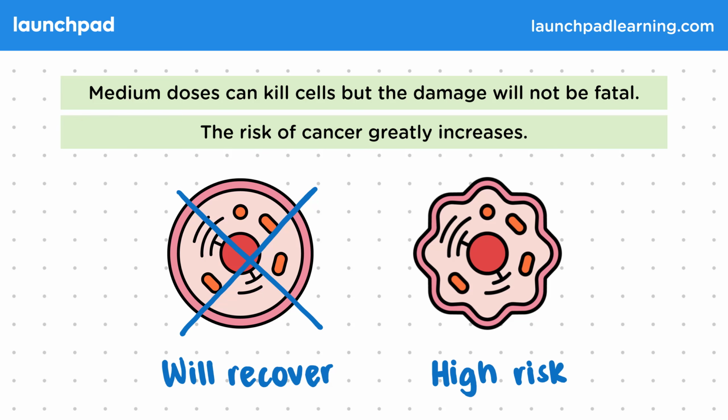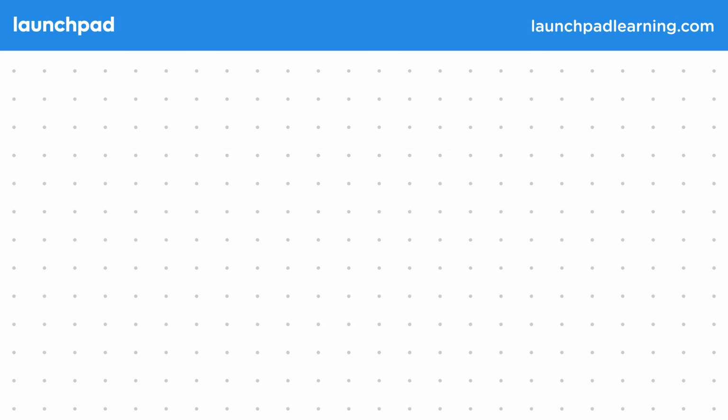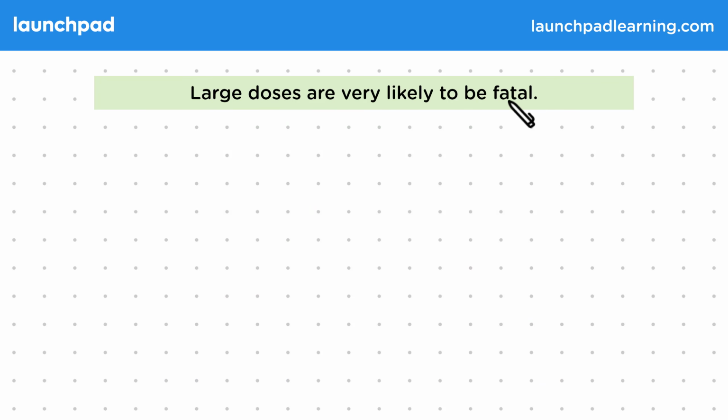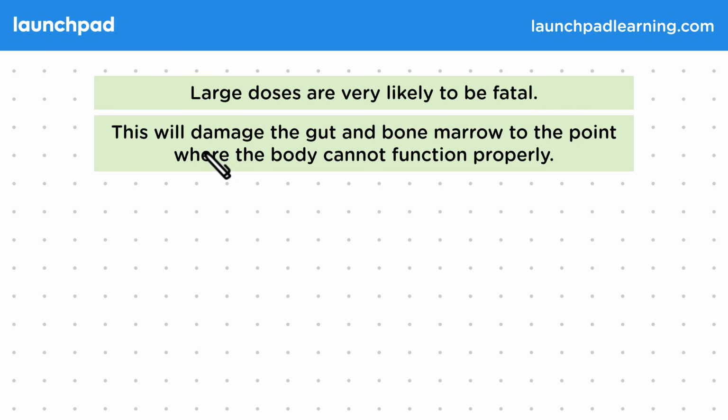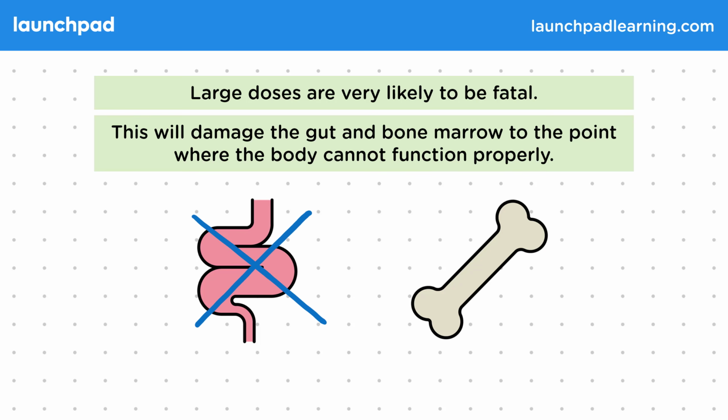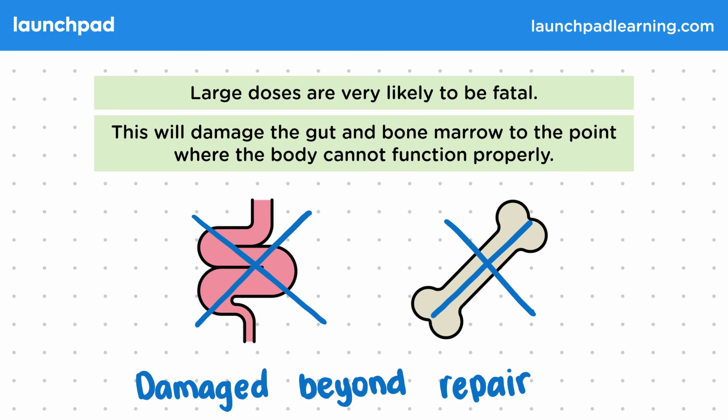So what about even higher doses? Well, large doses are very likely to be fatal. Around 30 people received this level of dose during the Chernobyl disaster. And this will damage the gut and bone marrow to the point where the body cannot function properly. So within organs and bones, the cells are killed, and the body cannot function without them, so they are damaged beyond repair. So how should we avoid receiving high doses of radiation?